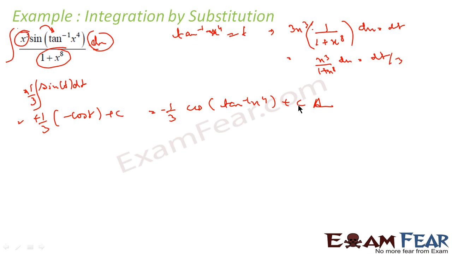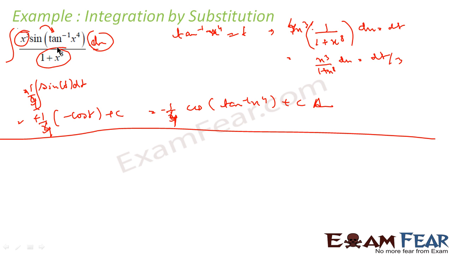Correct? This is my first approach. Sorry, this is 4x cube, right? This is 4x cube by 1 by 4x cube. Why 4? Because if you differentiate x to the power 4, this is 4x cube. So this is 1 by 4. If I try to solve the same question in a different way, I'll show you how to do that.